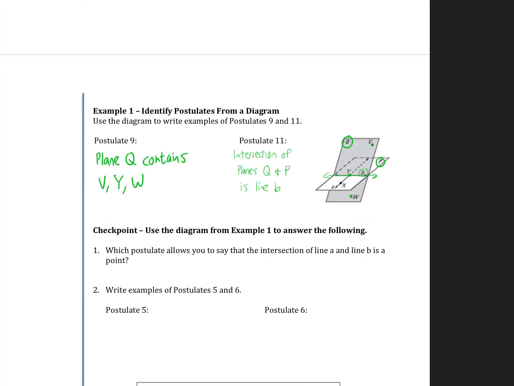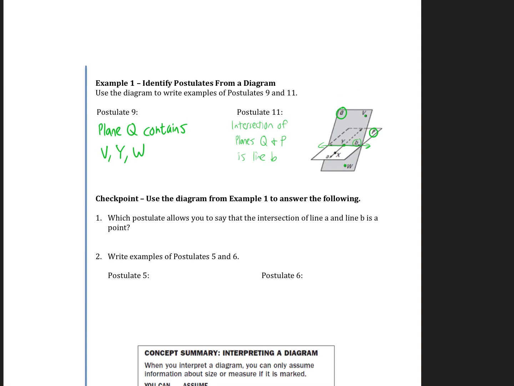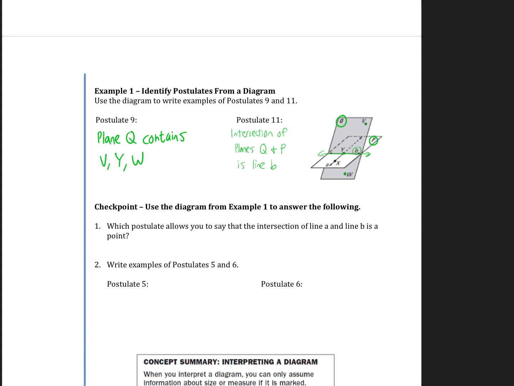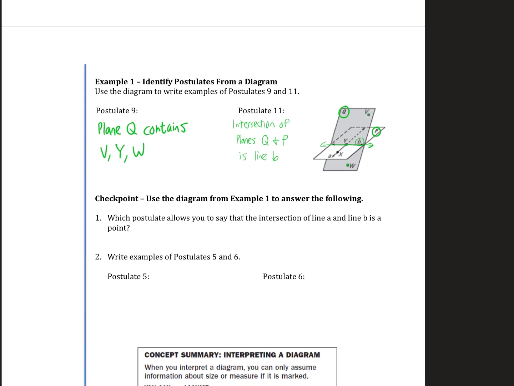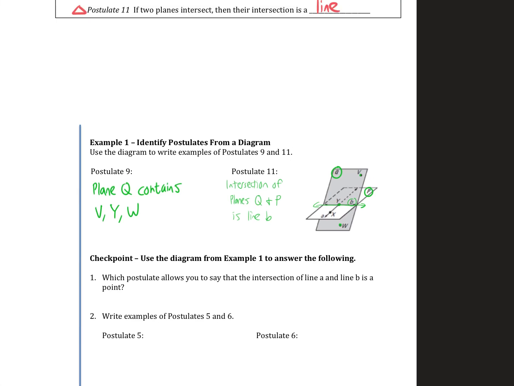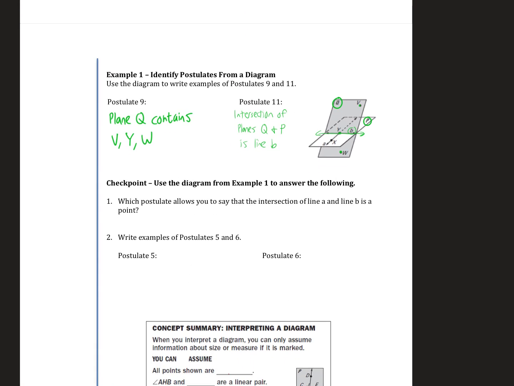All right. Okay, so we have a checkpoint here. Why don't you guys see if you can fill out the checkpoints? Give it a try. It says, which postulate allows you to say that the intersection of line A and line B is a point? Well, that would be postulate 7.